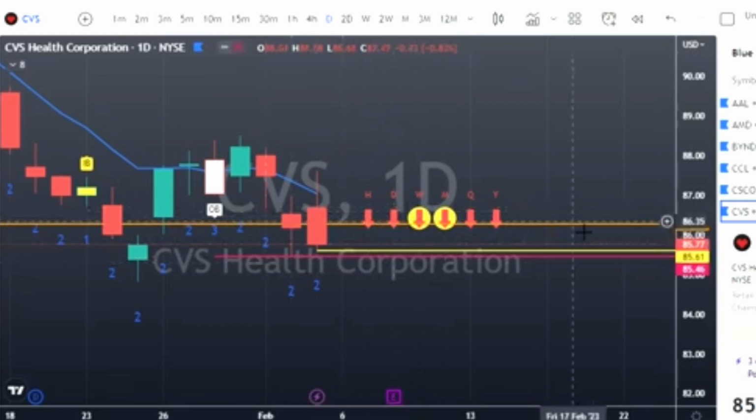We have full time frame continuity. We are 2 down on the quarterly. We are 2 down on the yearly. Everything is not looking good for CVS in 2023 so far. So I would look for this for a continuation to trend down.